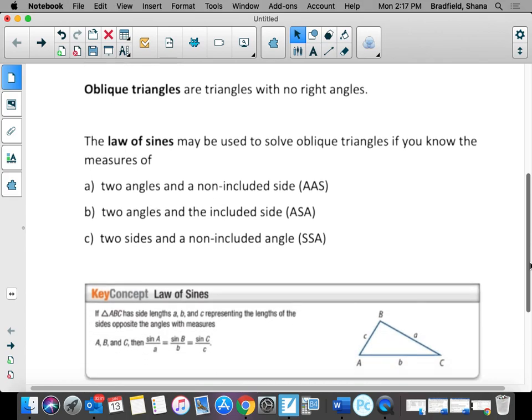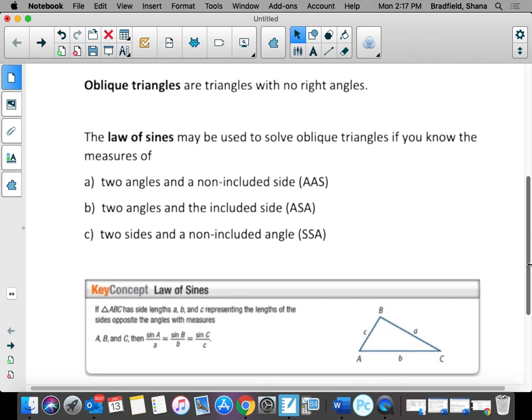But we're talking about using sine and cosine to find the sides and angles of triangles that are oblique triangles, which means I don't have any right angles in them. And so typically we use sine when we have a right triangle, but in this case we're going to be able to do it when we do not.